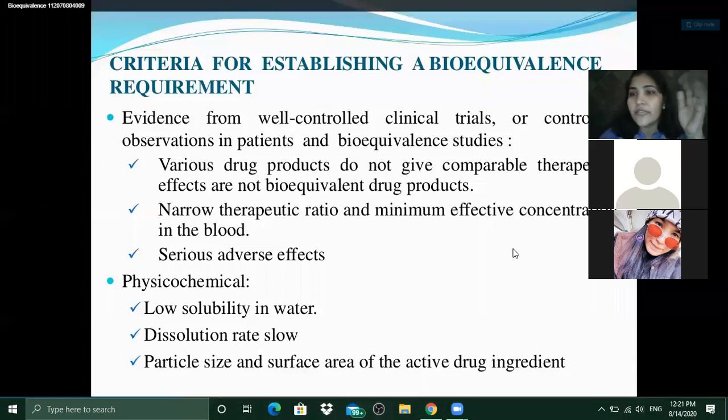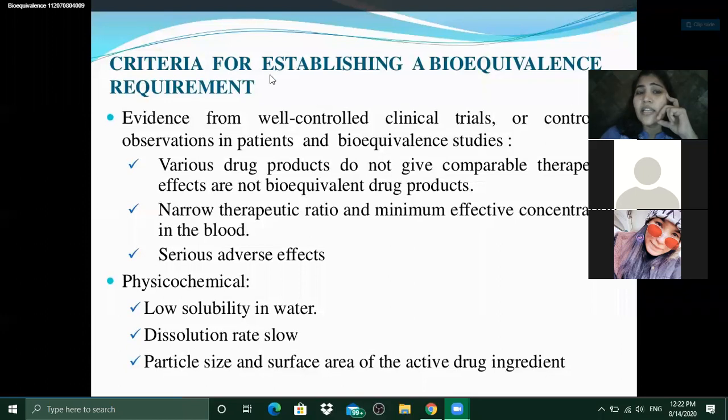See, all these points are very important. Yesterday I was explaining with the graph. Do you remember the plasma concentration and the time? We drew a graph explaining the maximum effective concentration, and I showed that the difference between the effective and toxic concentration is very low. Yes, so that is what it is. So, narrow therapeutic ratio. Evidence from well-controlled clinical trials or controlled observation in patients and bioequivalence studies shows that these things are there.